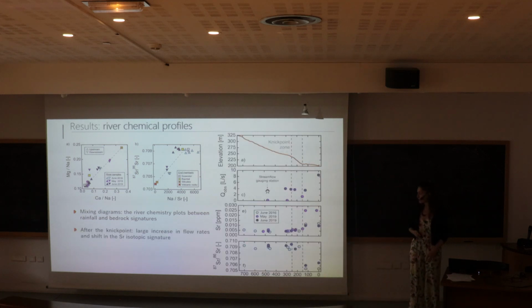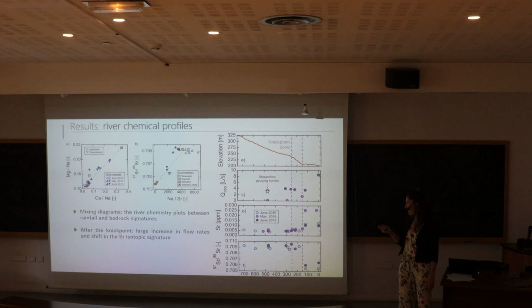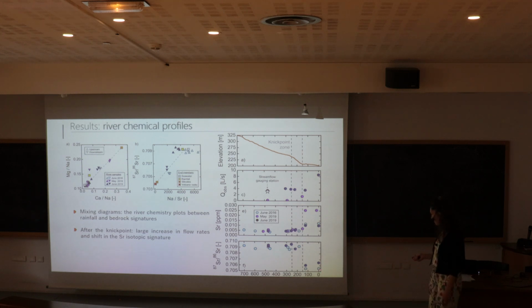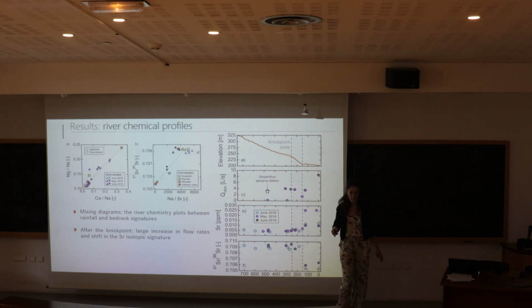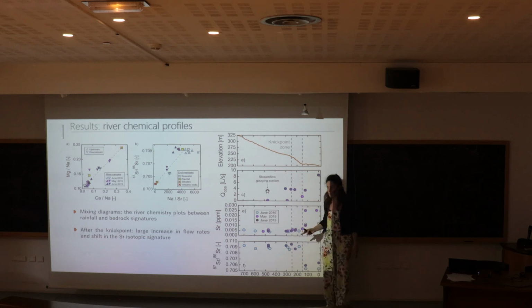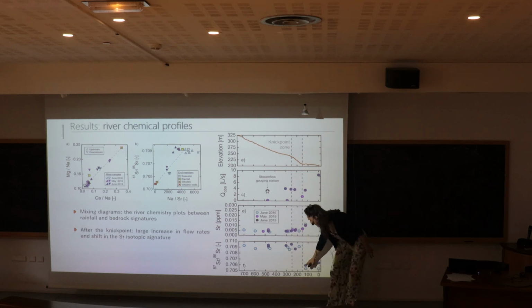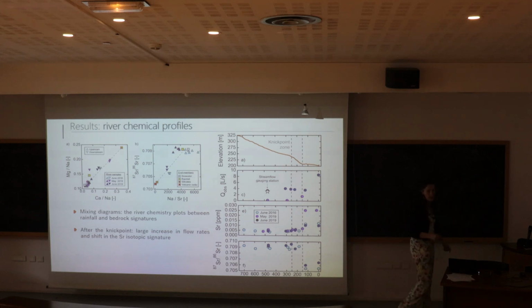And now if we look at the profiles along the river, here you have the profiles from the outlet, so here is the upstream part of the river, and the water is flowing down, as you can see with the topography profile. Here is the knickpoint zone. In this area, just after the knickpoint, there is an increase in flow rates, and at the same time we can also see a clear shift in the isotopic composition that's shifting down.